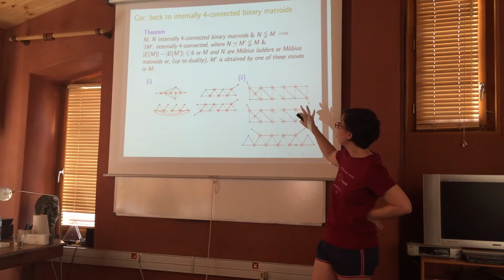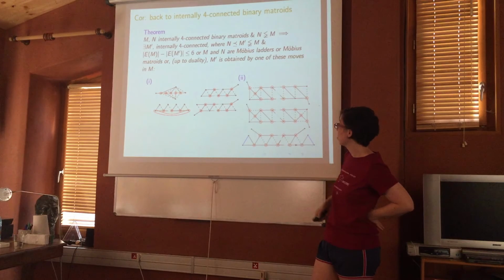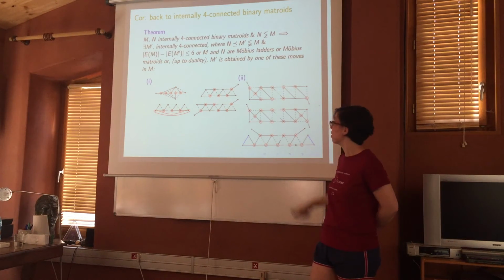So either you're going to have Mobius ladders or Mobius matroids, or up to duality, you have to do one of these moves. And that's it. That's the easiest, cleanest statement, just putting it up to 6.